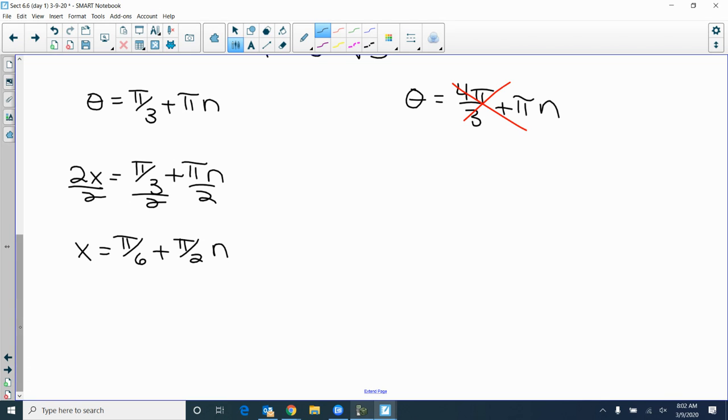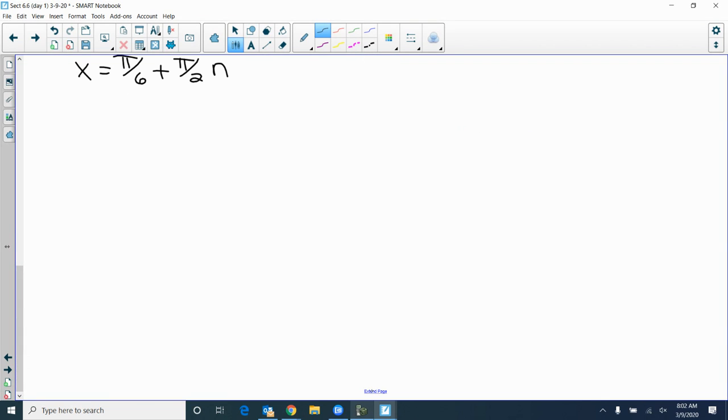All right, well, what do I get? And I'm actually going to work on the left-hand side, so I'm going to work in 1. N equals 0 gives me x equals pi over 6. N equals 1, I get x equals pi over 6 plus pi over 2. What is that? 3 pi over 6, 4 pi over 6, which reduces to 2 pi over 3.